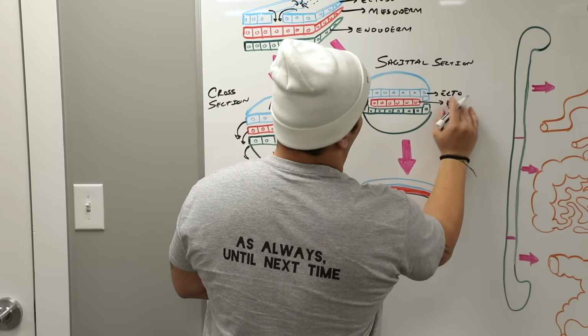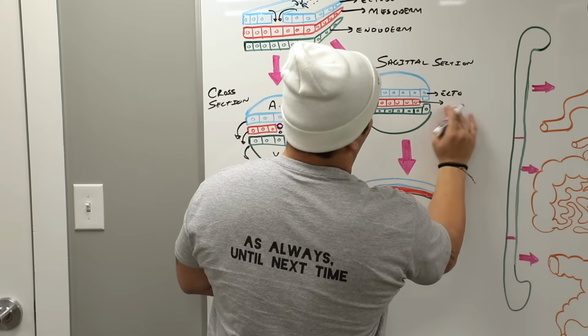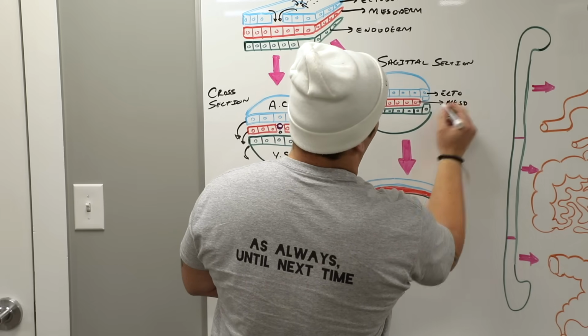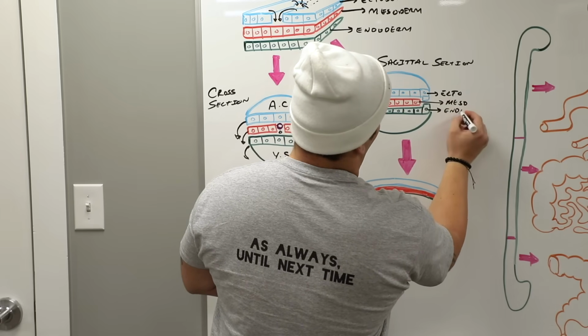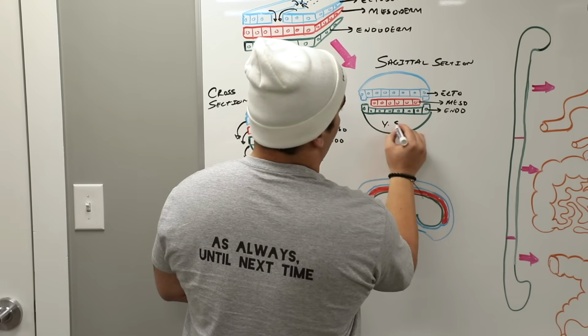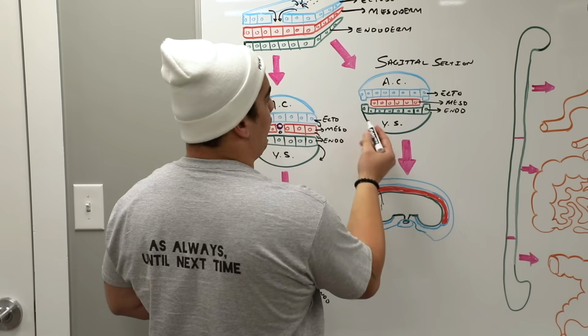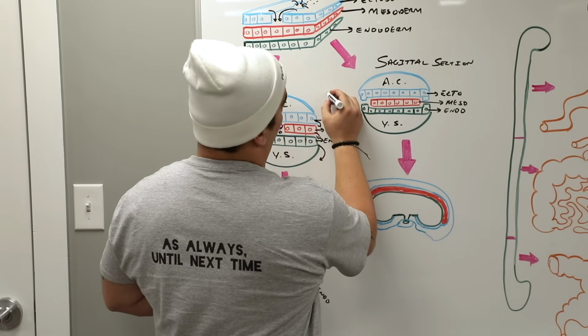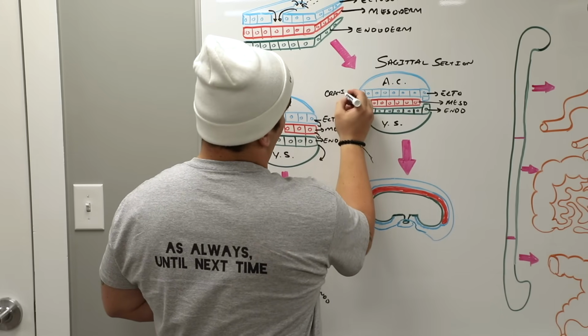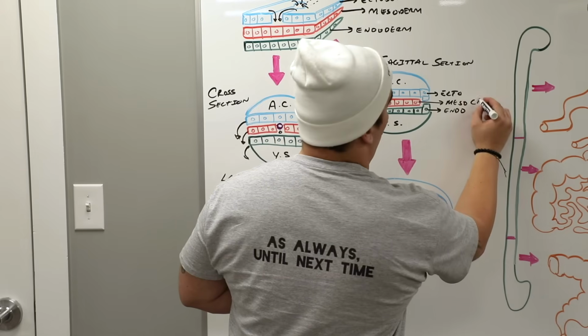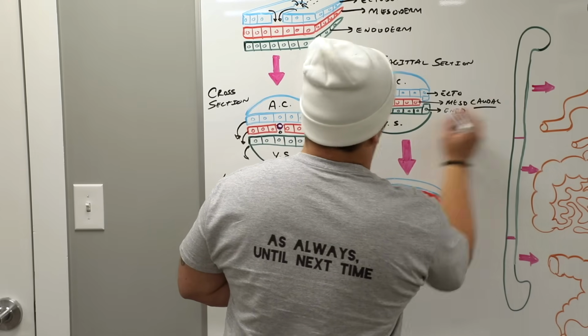Mesoderm. And then what is the actual green layer? This is your endoderm. And again, here is your yolk sac, and here is your amniotic cavity. How I want you to think about this in this configuration is that this is the cranial end, and this is the caudal end. Okay?